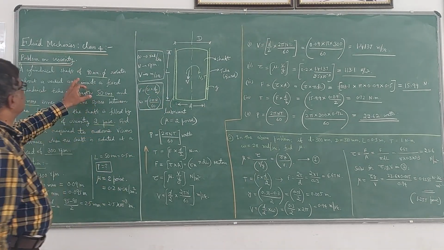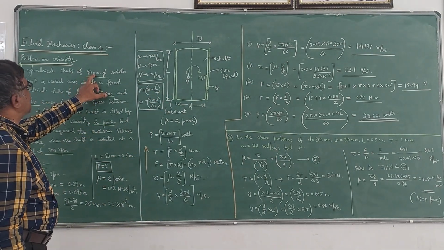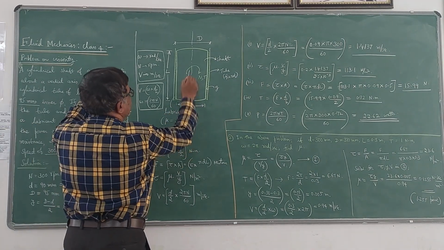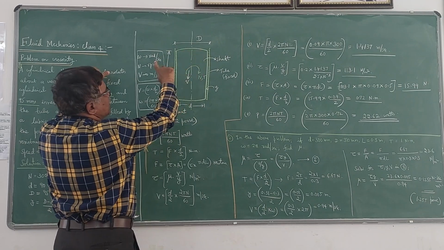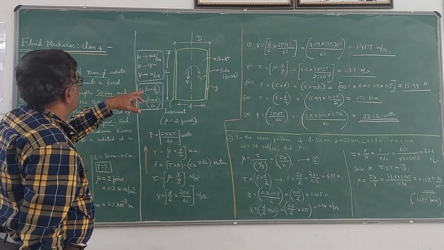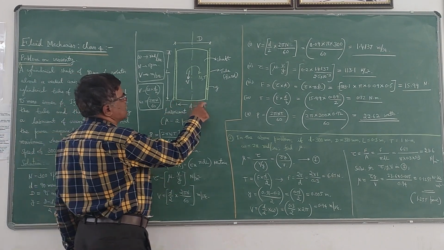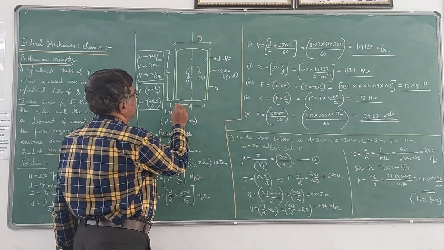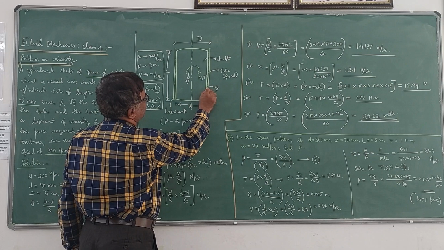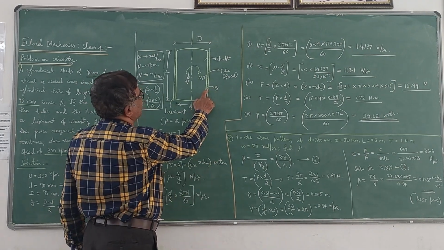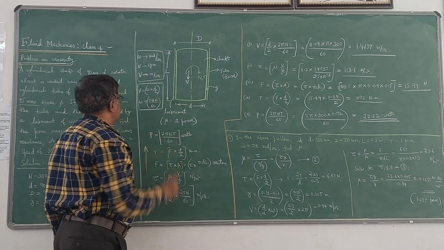So the inside shaft diameter is 90 mm. That is, small d value is 90 mm, and the outside tube diameter is 95 mm. That means the difference between the diameters is only 5 mm. So let us take that this gap is 2.5 mm. So 2.5 mm this side and 2.5 mm this side.